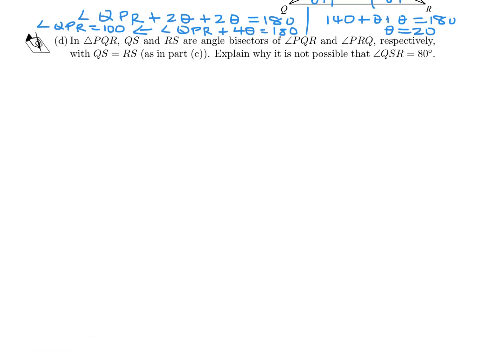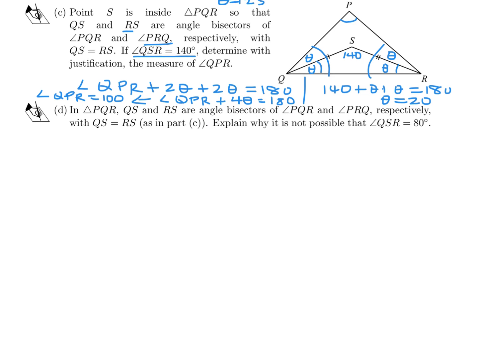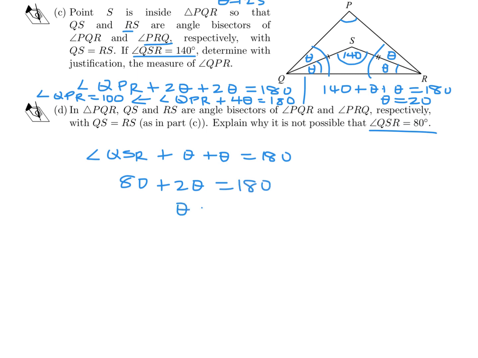And finally, in triangle PQR, let's just keep it in the diagram here. QS and RS are angle bisectors of PQR and PRQ, respectively, with QS equal to RS. Explain why it is not possible for QSR to equal 80. Okay, if QSR was equal to 80, then that plus the other two angles would equal 180, right? We would have 2 theta plus 80 is 180, so theta would be 50.